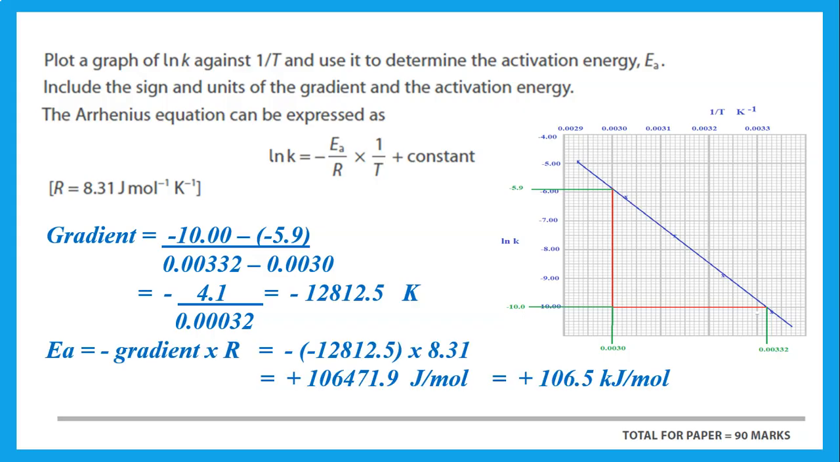And then you should know that when we want to get the activation energy from this kind of graph, the activation energy would be minus the gradient times R. So if the gradient comes out negative, then the Ea comes out as a positive value multiplied by 8.31. We end up with this kind of number. Divide by 1,000 to change it to kilojoules. So this comes out about 106.5 kJ.